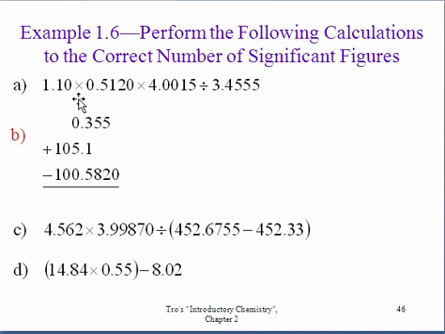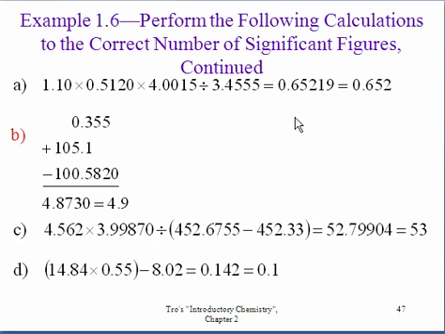When we look at example A, we have 2 different operations, multiplication and division. However, the rules for significant figures are the same for multiplication and division. So what we do is we go from left to right, and you would put this into your calculator, 1.10 times 0.5120 times 4.015, and then divide it by 3.455. The answer that your calculator gives you is going to be 0.65219.